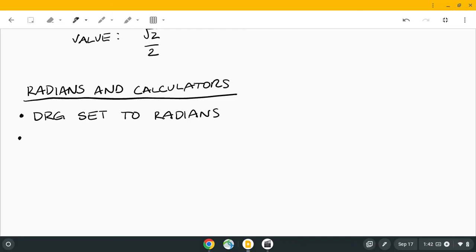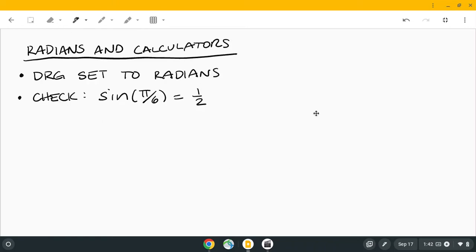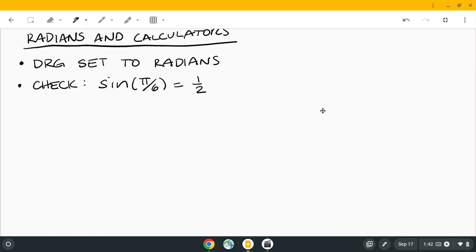And then just check and see if you get this. Punch this into your calculator. We know sine of 30 degrees, or sine of pi over 6, should be 1/2. So just punch that into your calculator and make sure that you are indeed getting 1/2.